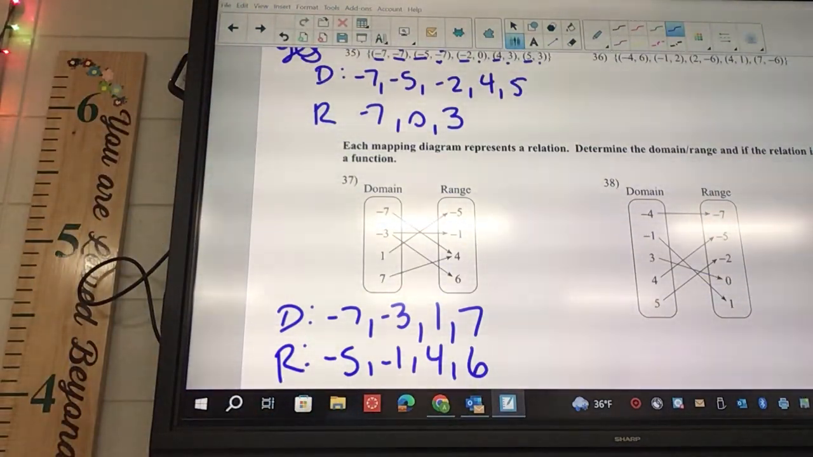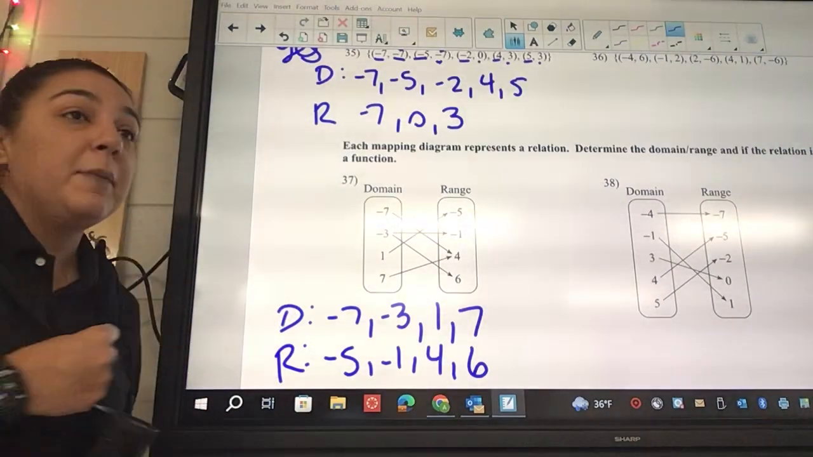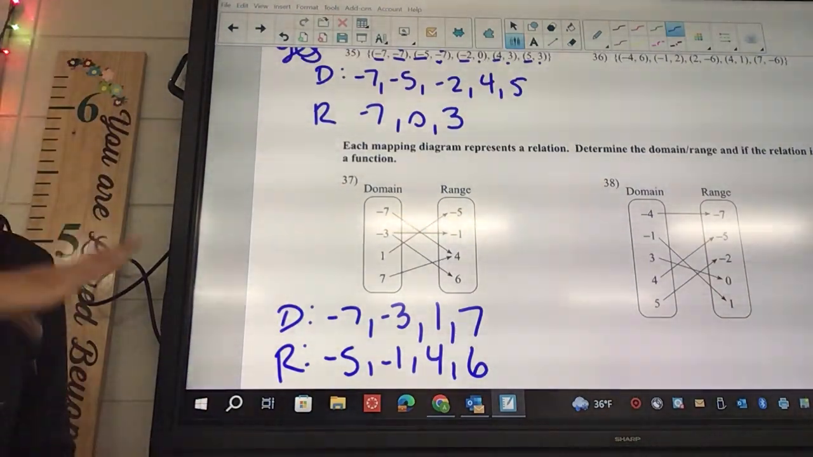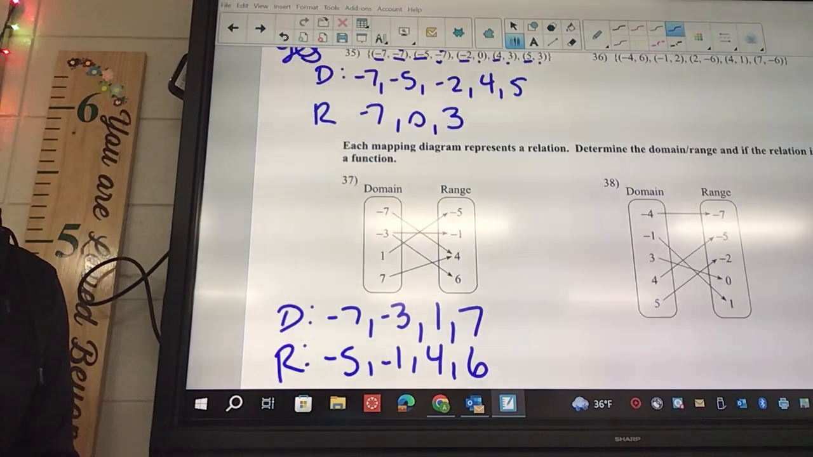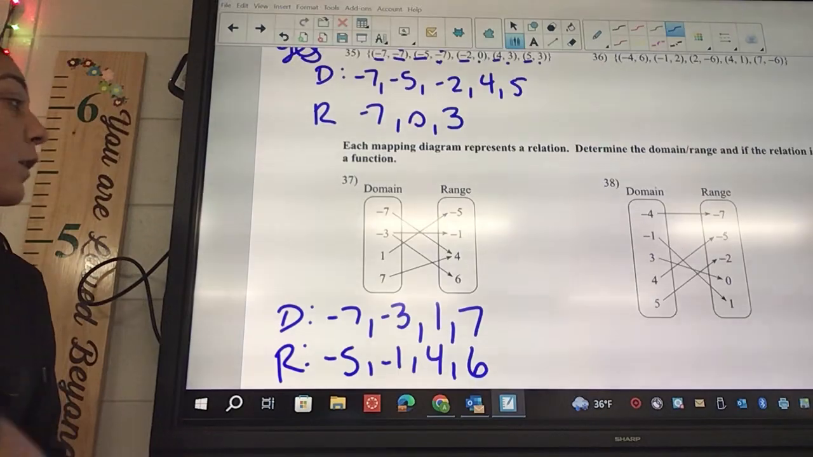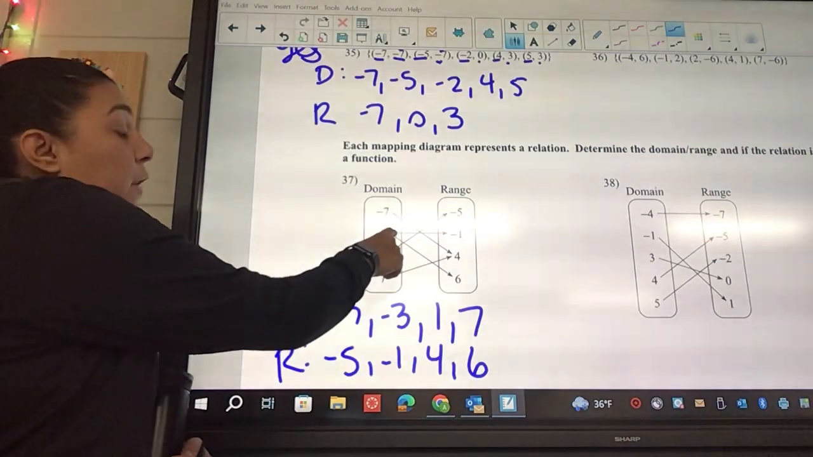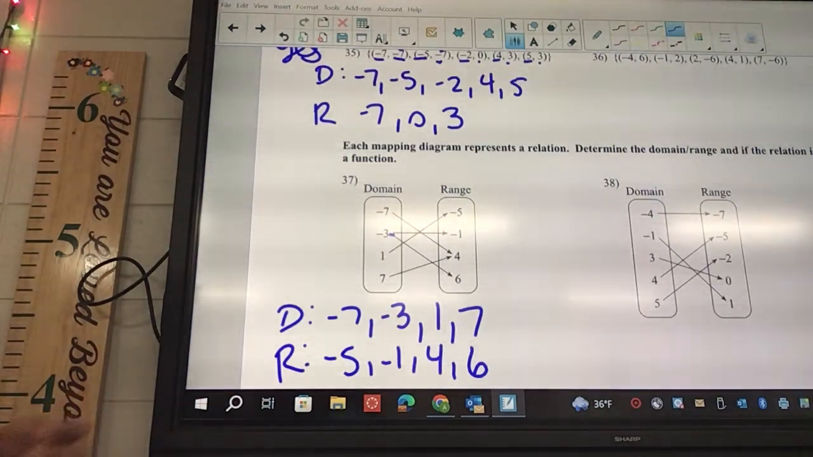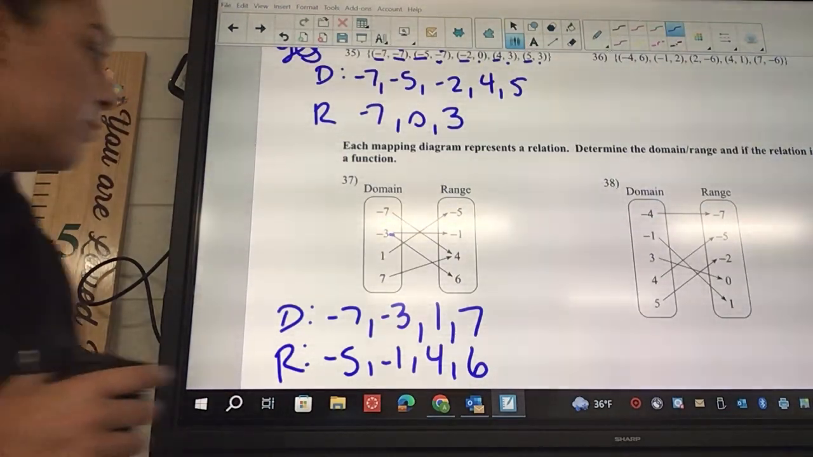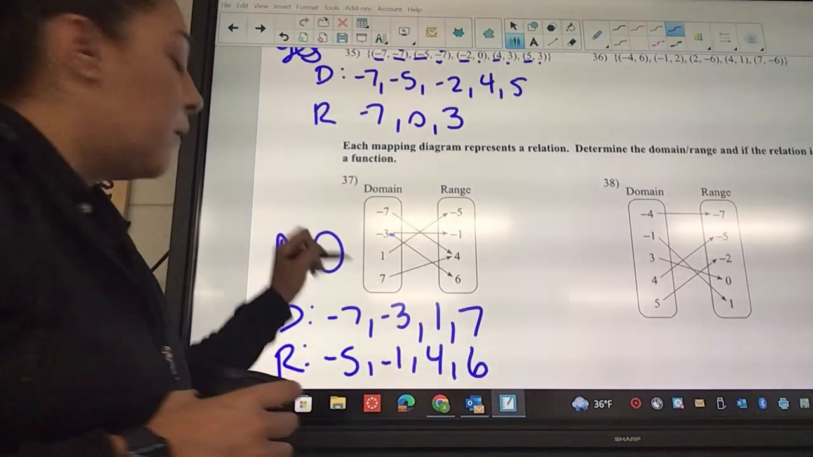Now if it has two arrows either going to it or coming from it, then that means it repeats. So we don't write it down, but that doesn't mean it repeats. So is this a function, yes or no? It is not. Why not? Off the 3, see how it's got 2 arrows? That's going to fail the vertical line test when we go to do this. So this is going to be a no.